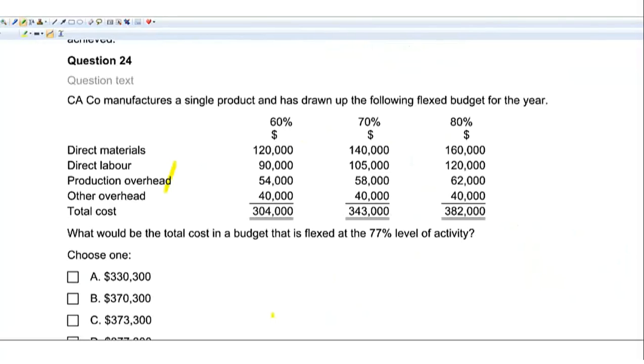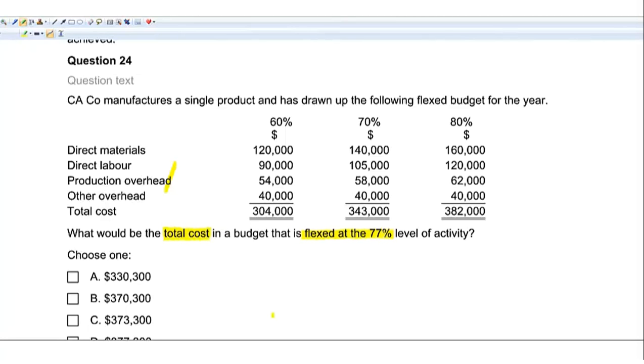Question 24 looks at flexed budgeting. Let's look at the requirement firstly. What would be the total cost? So we'd ask for the total cost in a budget that is flexed at 77% level of activity.